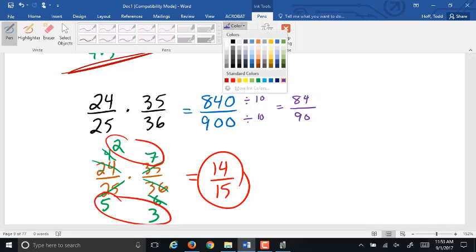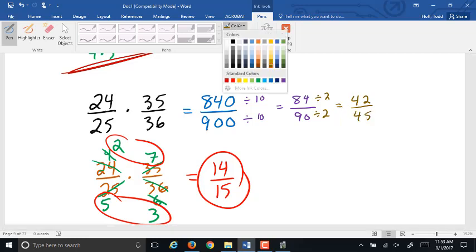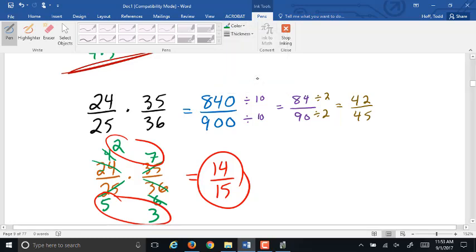Now I'm looking at that and I see that they're both still even. So I can divide by 2. 84 divided by 2 is 42. 90 divided by 2 is 45. Here's where it might get a little more difficult for you. I'm going to show you a trick. Both of those can be divided by 3.